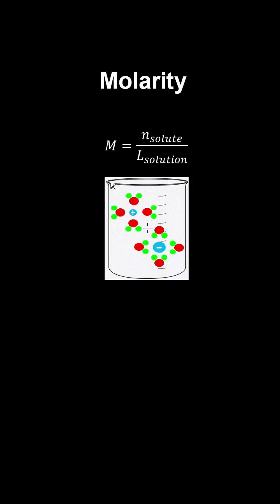The composition of a solution can be expressed in numerous ways, but the most common method used in a laboratory is molarity, or the molar concentration of a solution, which is the number of moles of the solute over the liters of the solution. So the solute is the substance that dissolves in a solvent.